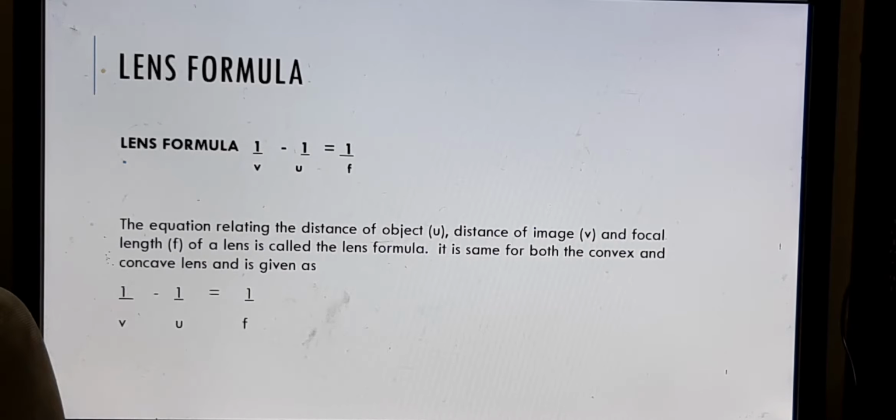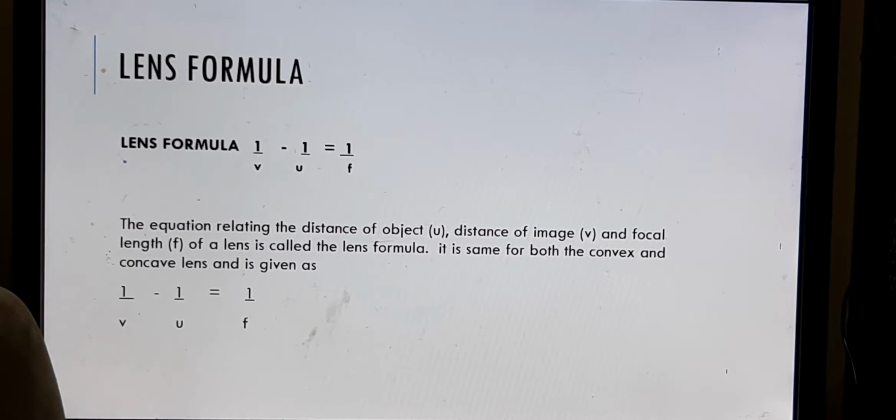The lens formula is 1/v minus 1/u equals 1/f. So 1/v minus 1/u is equal to 1/f. What is v? v is the image distance, and u is the object distance. So when you connect object distance and image distance by this formula, you will get the value for focal length f.